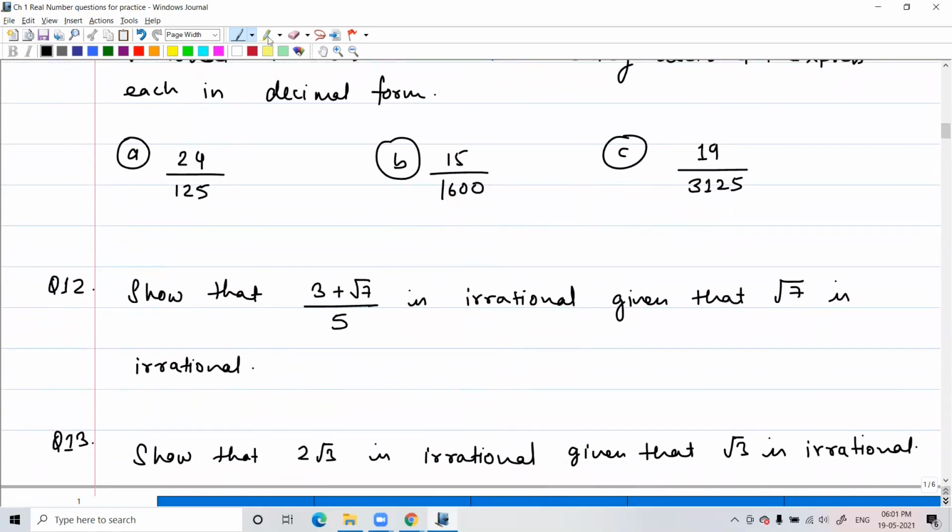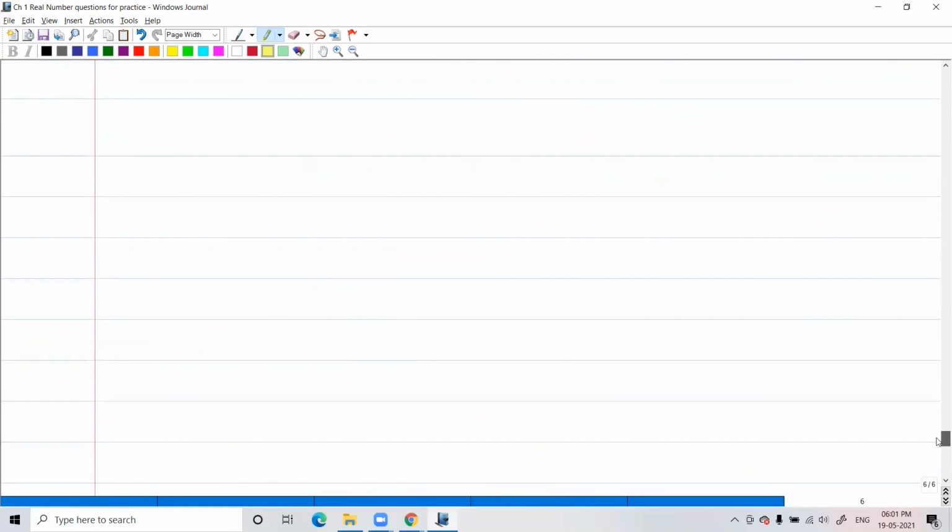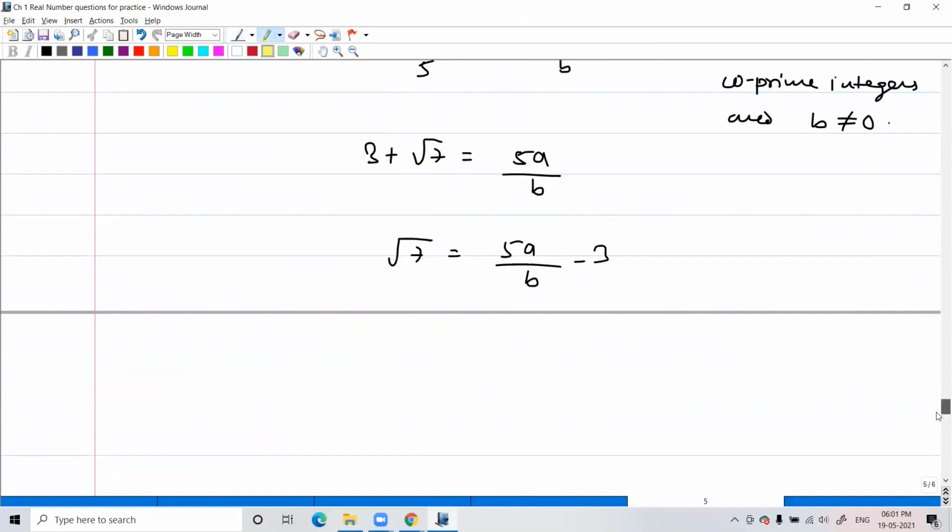Okay, see, normally if you ignore this part, it says show that this is irrational. This is the same question, okay? This is the extra statement. They have told you that you do not need to prove that root 7 is irrational. It is already given in the question that root 7 is irrational. Okay, that's the only thing.